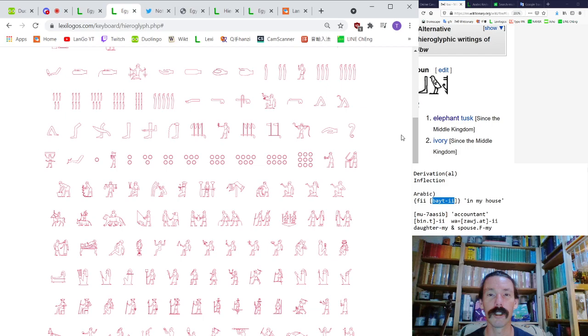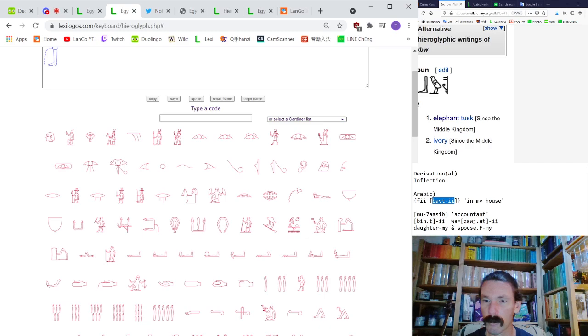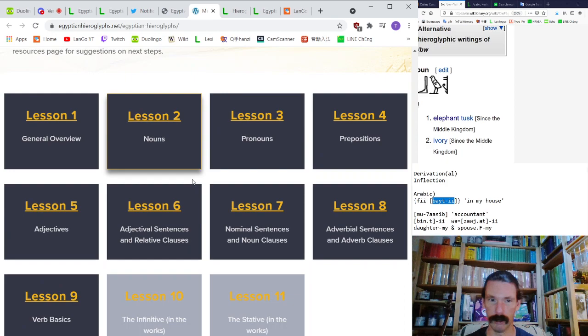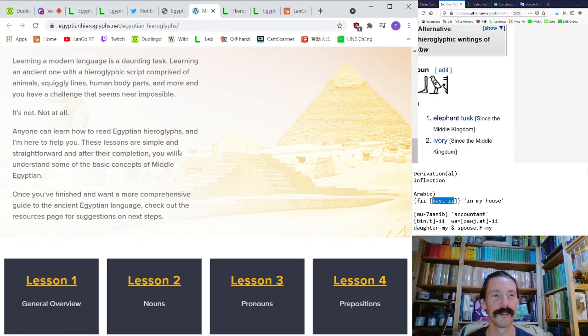Make it another project. I've always kind of wanted to. And having a font for them, having a way to manipulate them. It seems as complex as Chinese, or even almost more like Japanese, because you have both phonetic and semantic characters. It's like, imagine if Japanese was written not with a syllabary but with an abjad. And very cool, yeah. Anyone can learn how to read Egyptian hieroglyphs, and I'm here to help you.